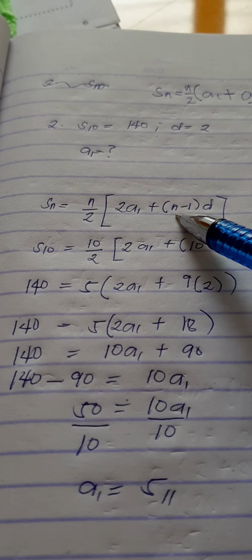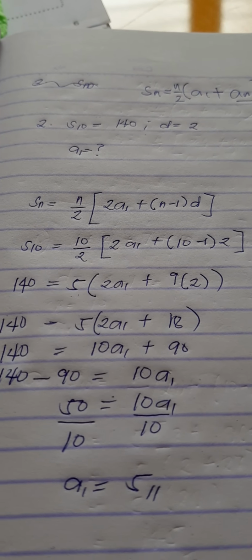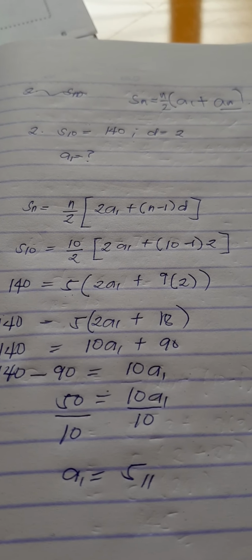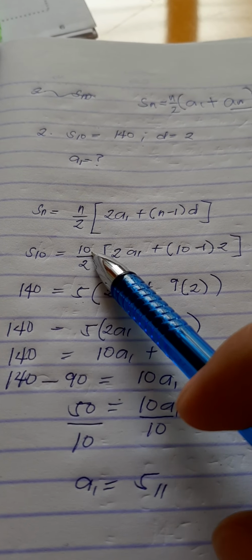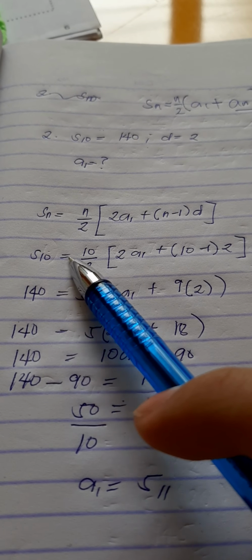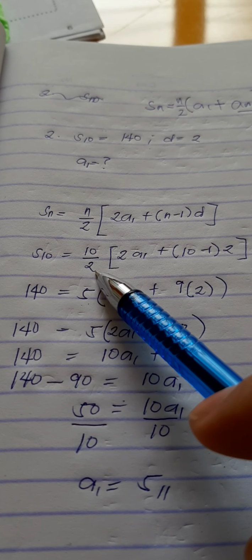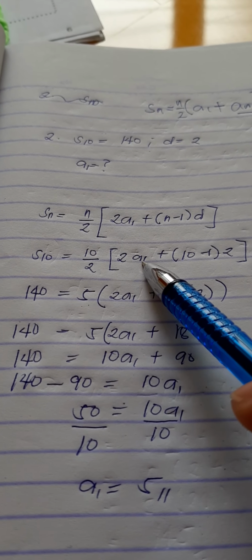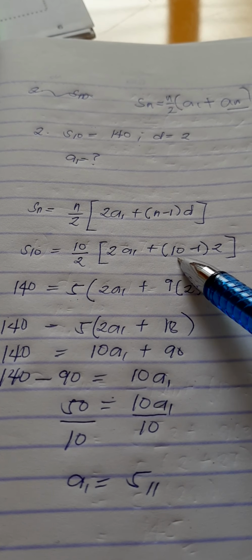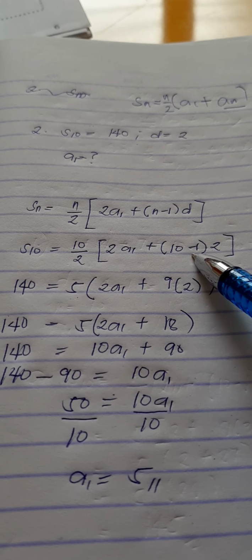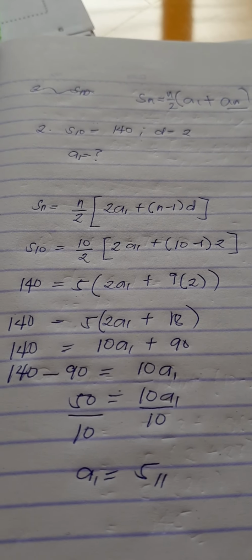So where can we find the value of n? It is from s sub 10. And now we will just substitute those given values in our formula. So we have s sub 10 is equal to 10 over 2 times the quantity of 2 times the unknown value of a sub 1 plus the quantity of 10 minus 1 times the common difference, which is 2. Whatever will be the value of n here is also equal to the value of n here and here. And now we will just manipulate the process.